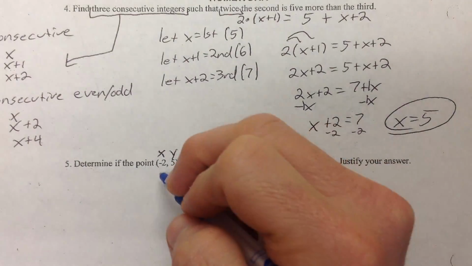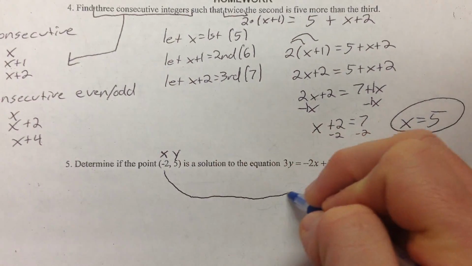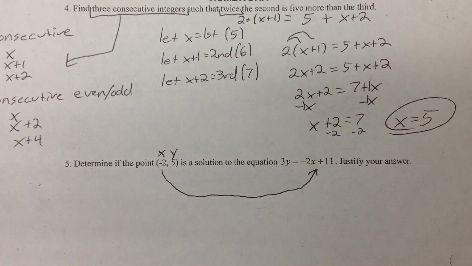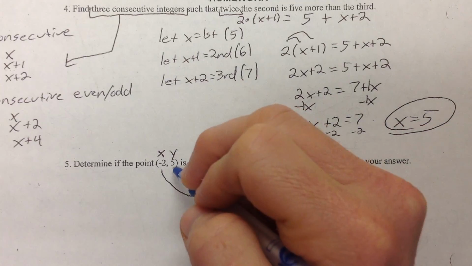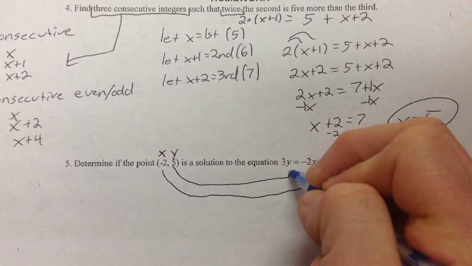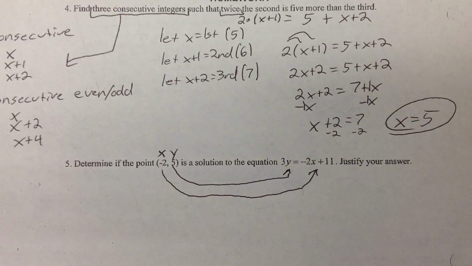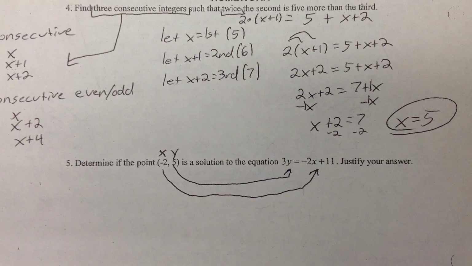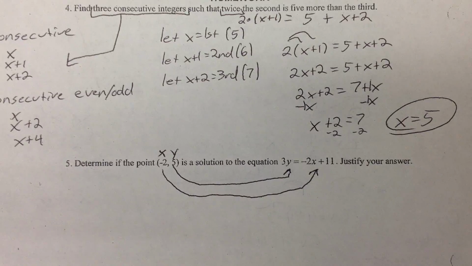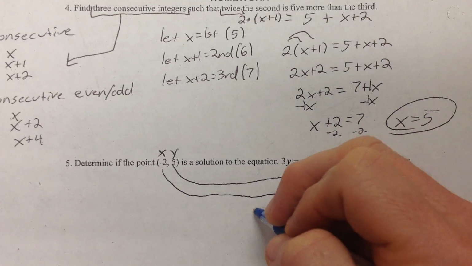What we can do is we can take this negative 2 and plug it in for the x. We can take this 5 and plug it in for the y. And we're going to see if this checks out. We're going to see if when we plug these numbers in, the equation checks out. If it checks out, then it's part of the solution. If it doesn't check out, it's not part of the solution. So let's do that here.